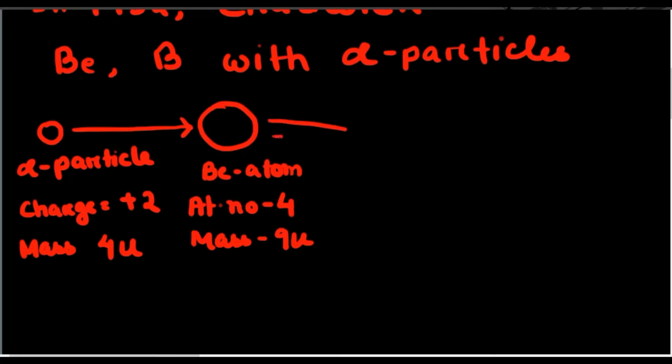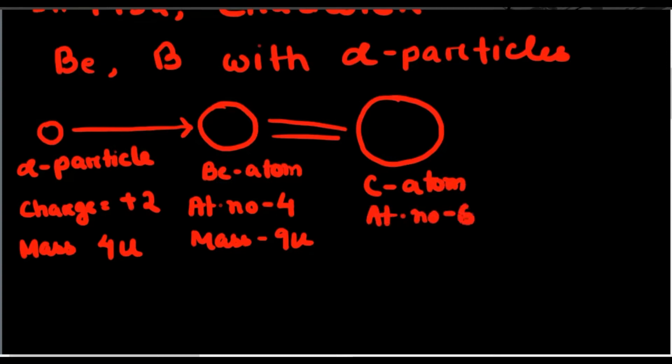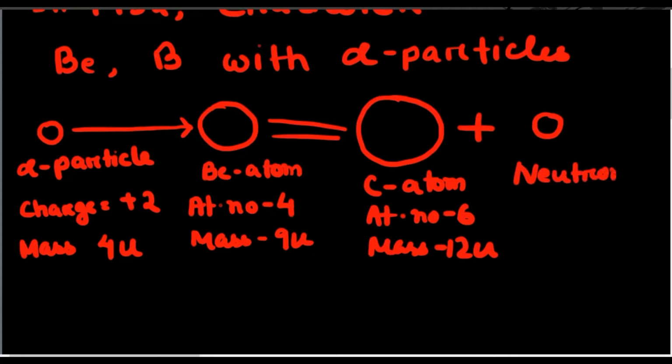And when he bombarded the beryllium atom with a fast moving alpha particle, he obtained a carbon atom with atomic number 6 and mass 12 unit. Along with that carbon atom, he obtained a neutral particle with charge 0 and mass 1 unit. So that neutral particle was the neutron.